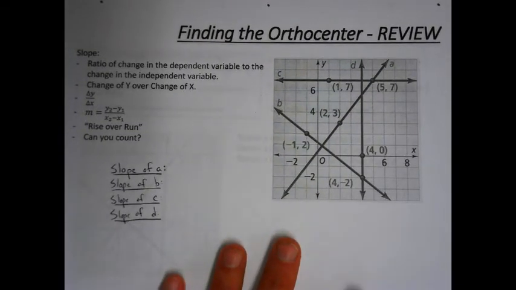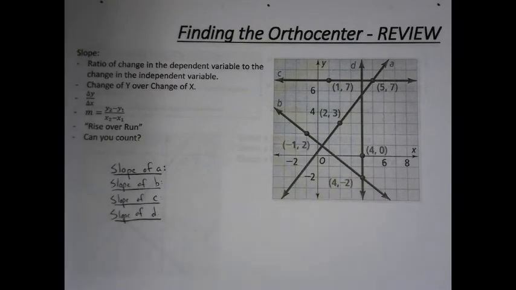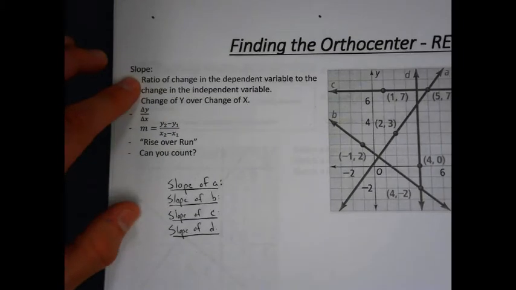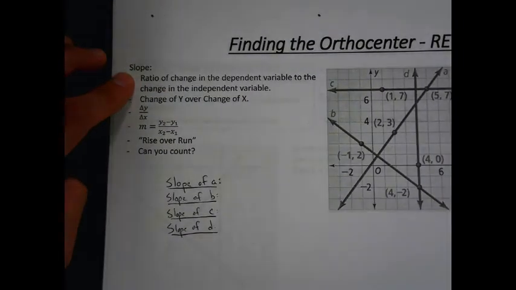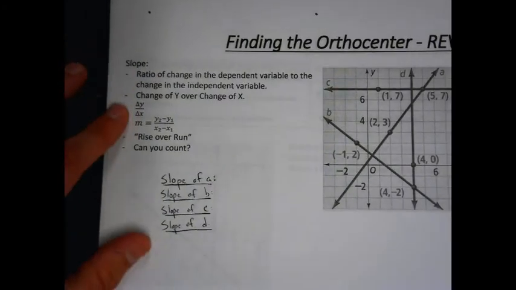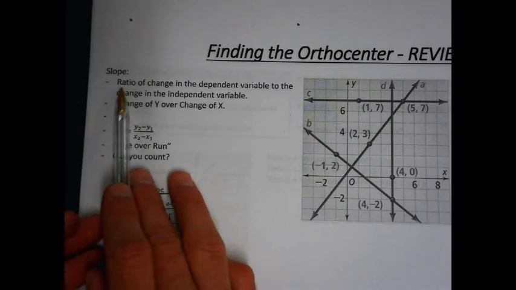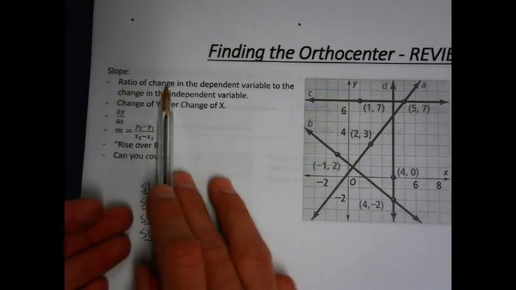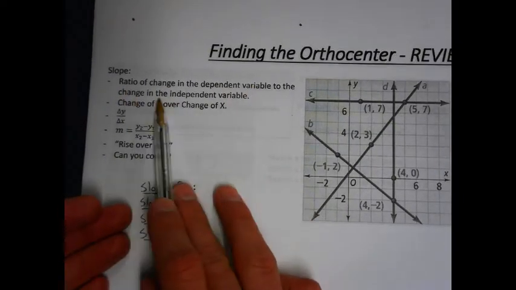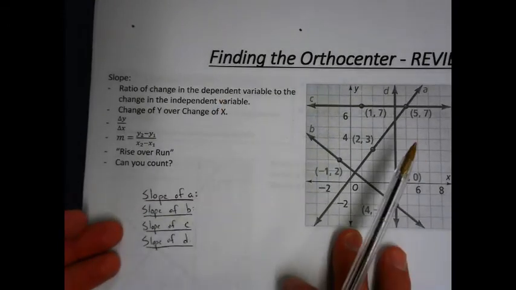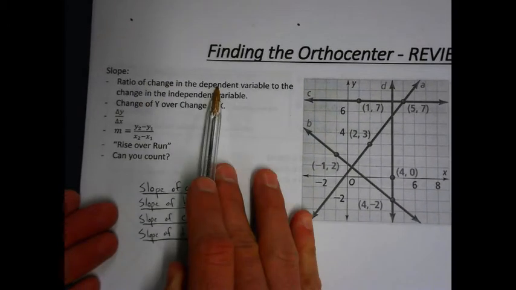So I have this diagram with a bunch of things going on. We got to learn about slope. No, Mr. Katz, not slope. Yes, slope. What is slope? Well, we got to remember, slope is a ratio of change in the dependent variable to the change in the independent variable.